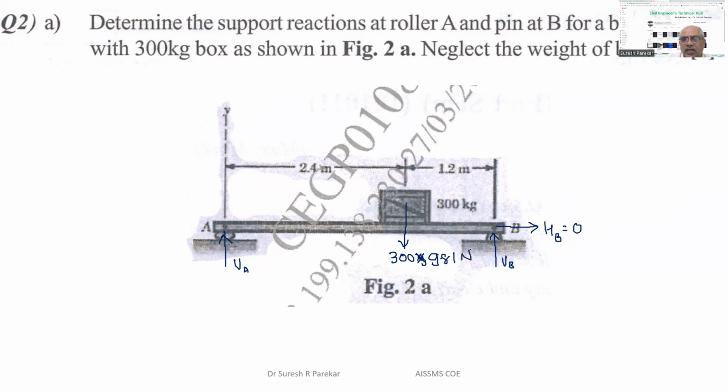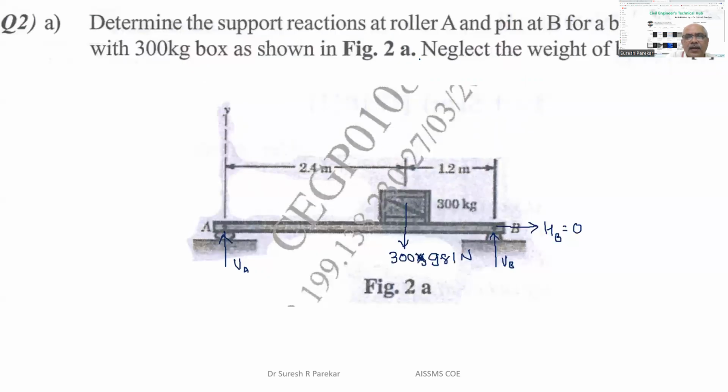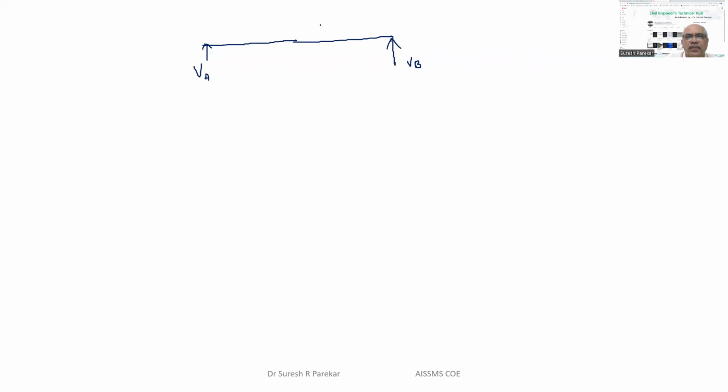Now I will draw the free body diagram of this. So we have VA. Now I will just plot this. So we have this as VA, then we have this as VB. Then 2.4 meter and 1.2 meter. There our load is acting. You can show it up or down; it is downward only. So 300 into 9.81, 1.2 meter from this side and 2.4 meter from this side. So just check it, and then we can solve this.